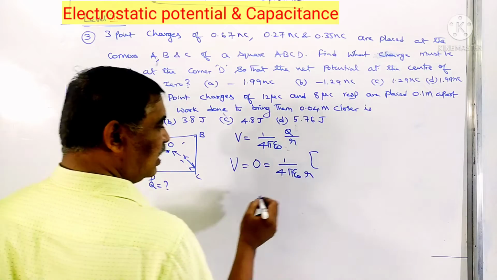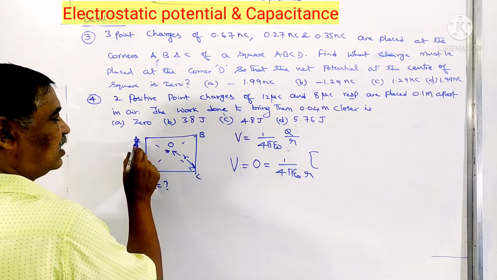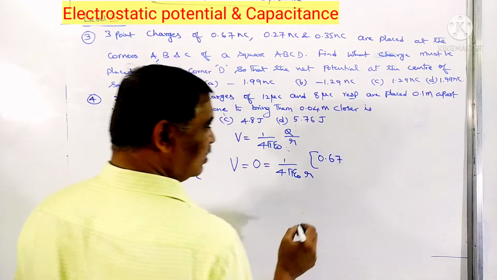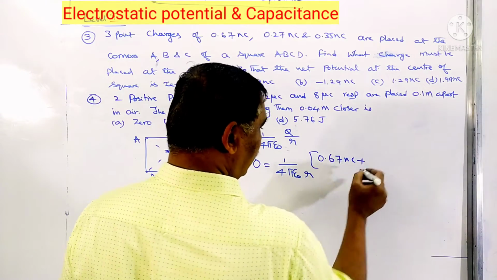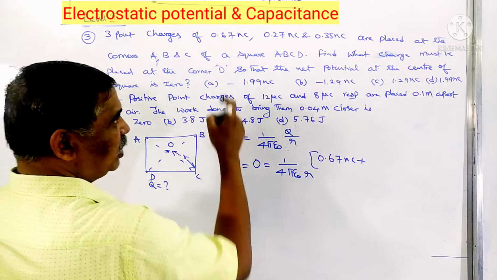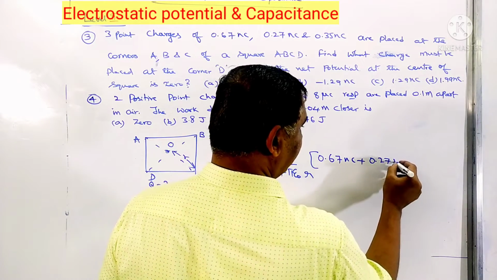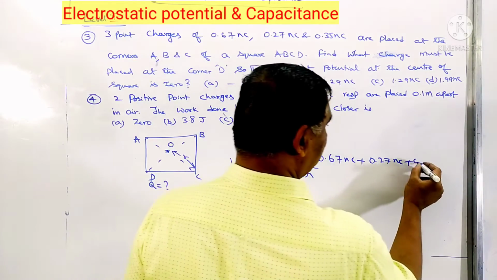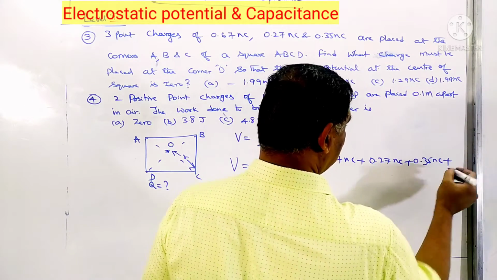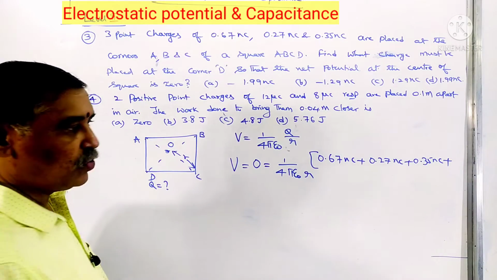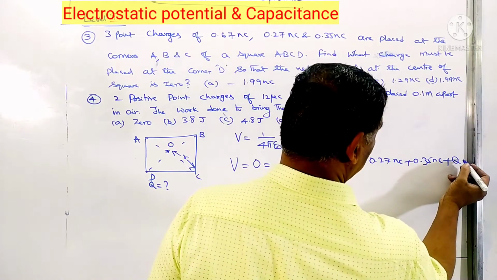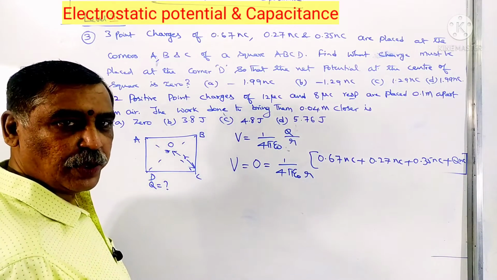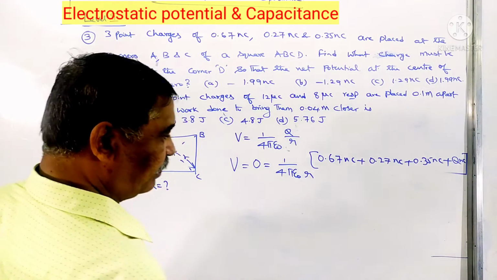Now you add the charges. Charge at A is given as 0.67 NC, plus charge at B is given as 0.27 NC, plus charge at C is given as 0.35 NC, plus charge at D, which we are supposed to find out. I will take a Q NC. This is Q NC because you can add terms only if they are of same units. Then only we can add them.